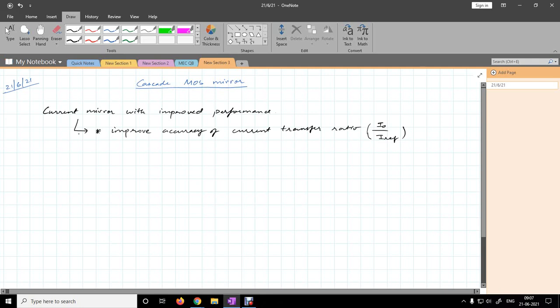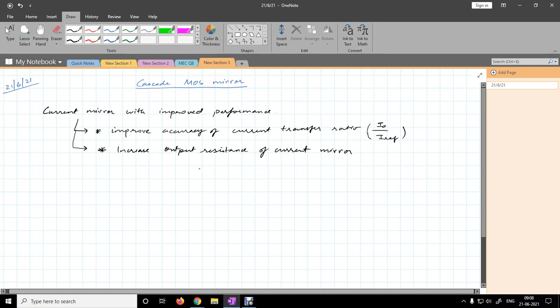Second thing is to increase the output resistance of the current mirror. Now why do we need to increase the output resistance? There is something called the loading effect coming into the picture here. The more the output resistance, the less the dependence of the output current on the output voltage.